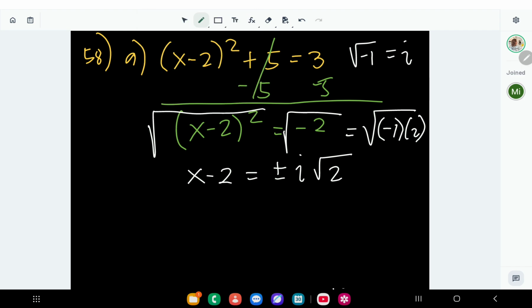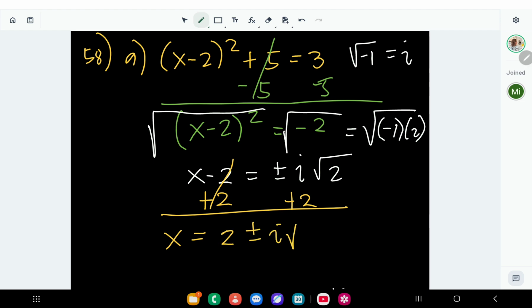Okay, you got it? And then we add 2 to both sides. Then the value of x is just equal to 2 plus minus i square root of 2. So in writing complex numbers, the real part should be the first one. You write first the real part, and then the imaginary part. Okay?